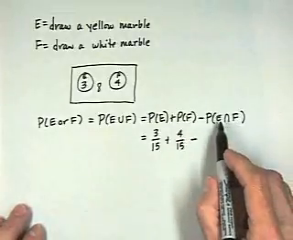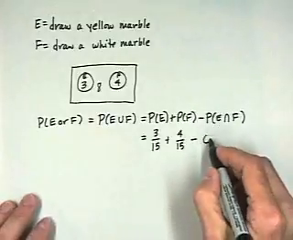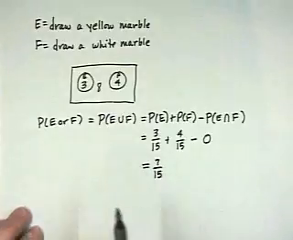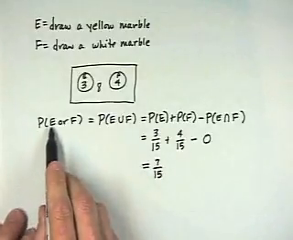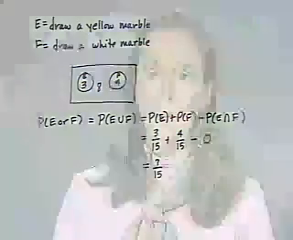There is no overlap. There is no marble that is both yellow as well as white, so I don't need to subtract anything. This sum is 7/15. The probability of drawing a yellow or a white marble is 7/15. Well, I'd like for you to give this a try.